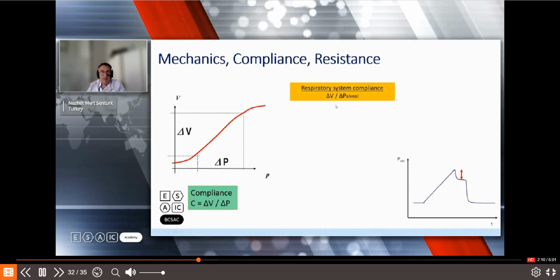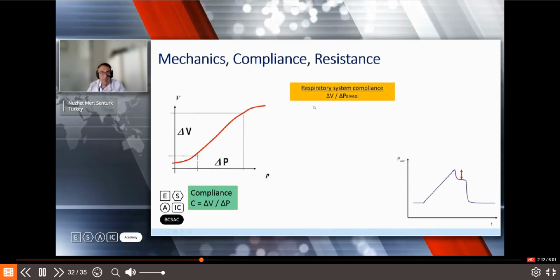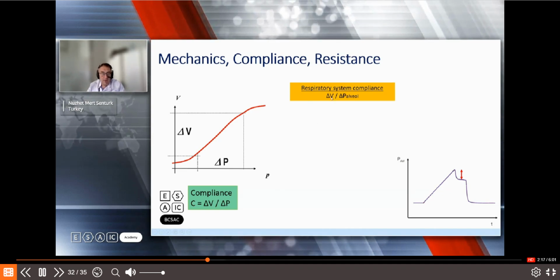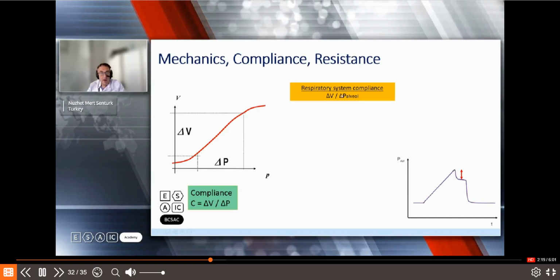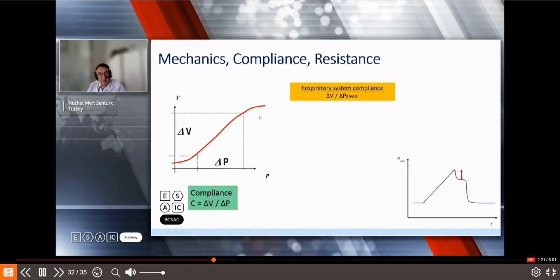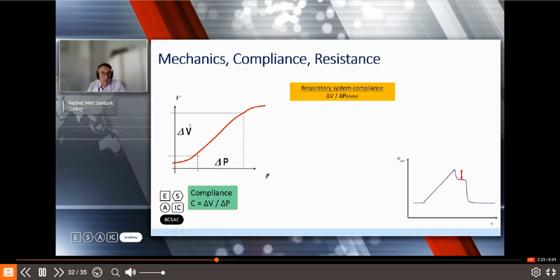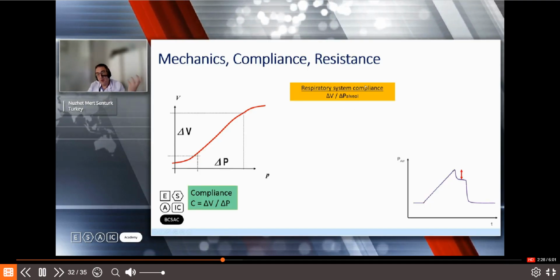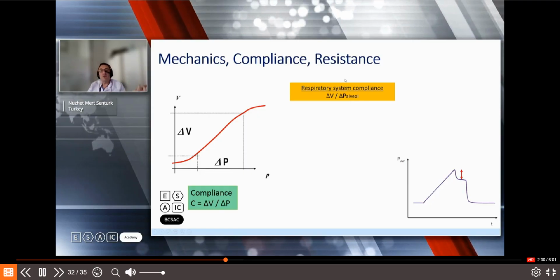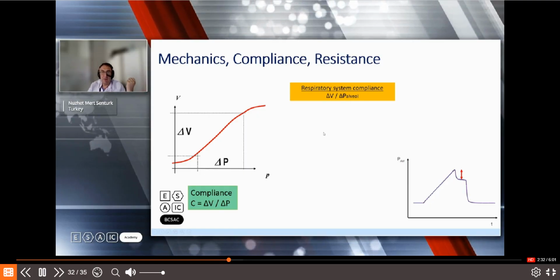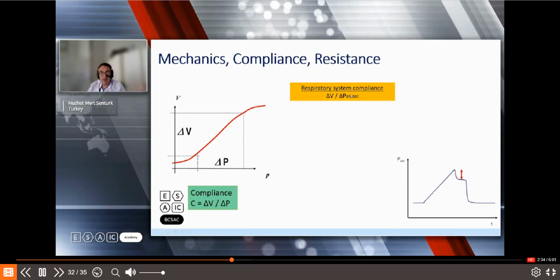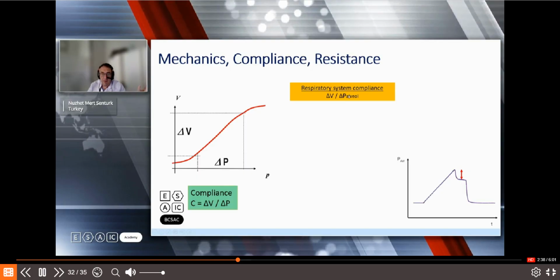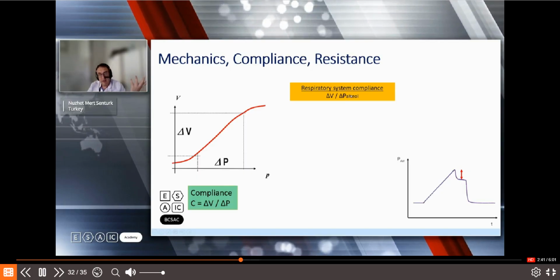That means the respiratory system compliance is the ratio of tidal volume divided by alveolar pressure. What does it mean to me? To create the volume, how much change do I need in the pressure to create the same tidal volume? The higher the pressure that I require, the worse the compliance. The lower the pressure that I require, the higher the compliance.